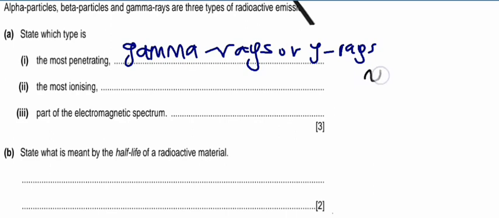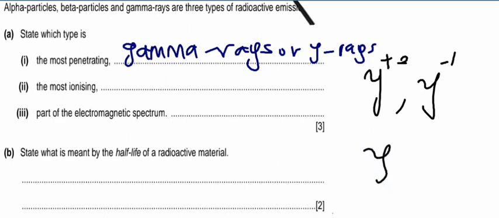So the first one we had was the alpha particle, which was having +2. The next one was the beta radiation or beta particle, which was having -1. And the last one is the gamma ray, which is a neutral one. Now they are asking for the most ionizing here. The most ionizing is this one with +2, which is the alpha particle. So the answer here is the alpha particle.